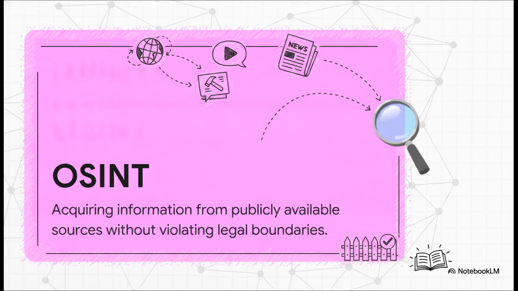But here's the absolute most important part. This is done without violating legal or ethical boundaries. You know, government agencies might combine OSINT with secretly acquired classified data, like intercepted comms or satellite images. But our focus here today is entirely on what can be legally, openly accessed by the public.